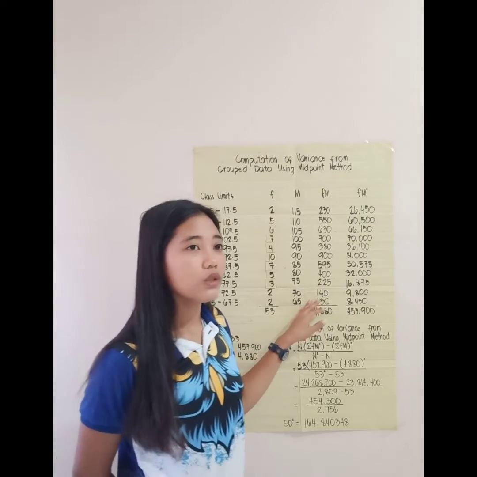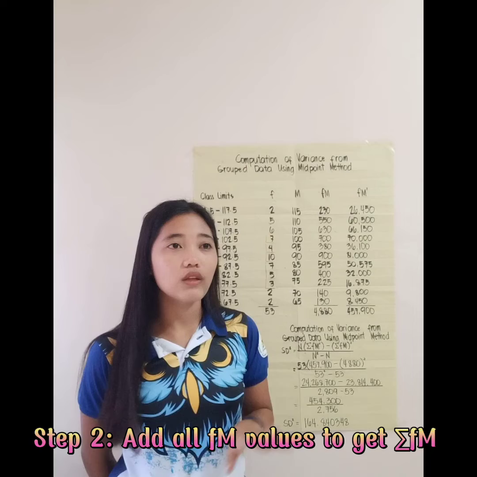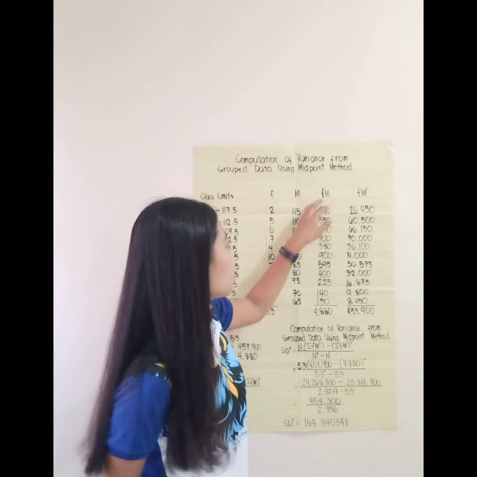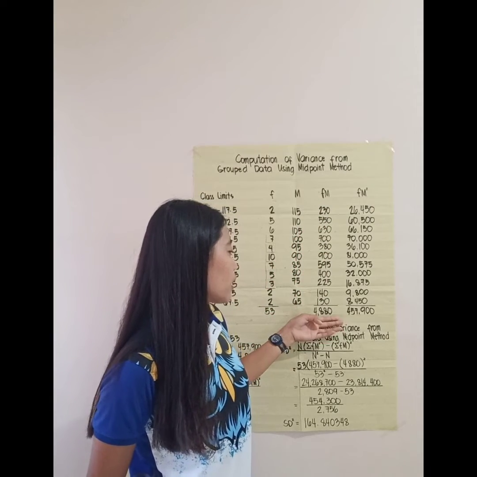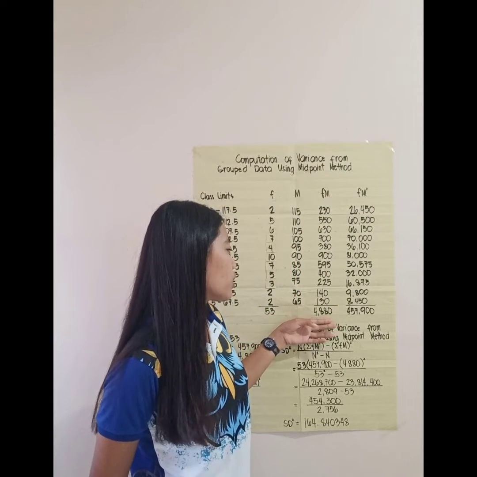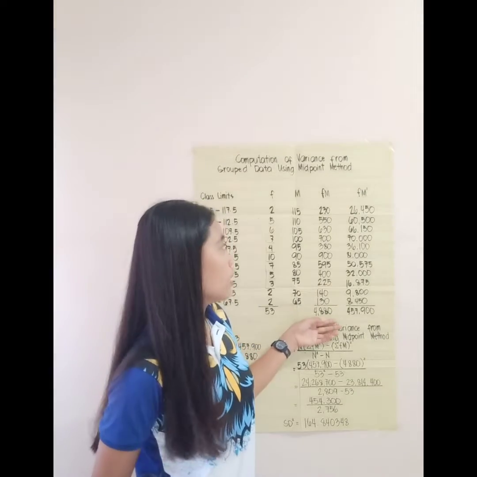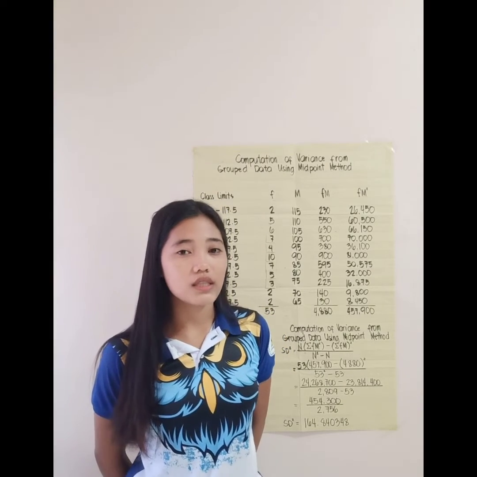Now, let's apply our step 2, which is to add all FM values to get the summation of FM. After you get the value of FM, add all of these values to get the sum of FM, which is 4,880.